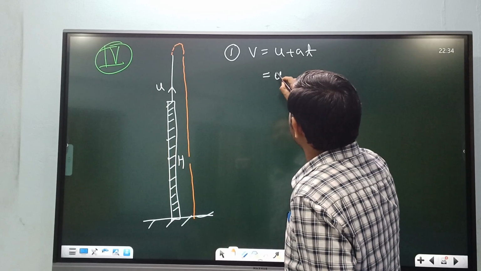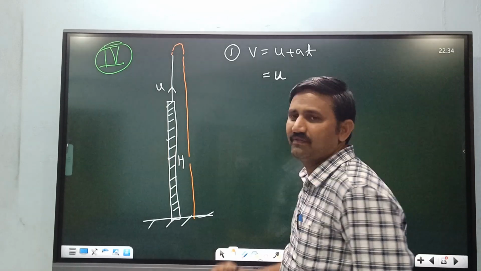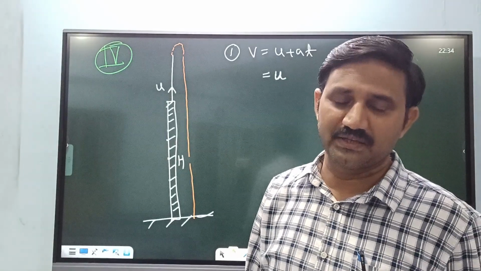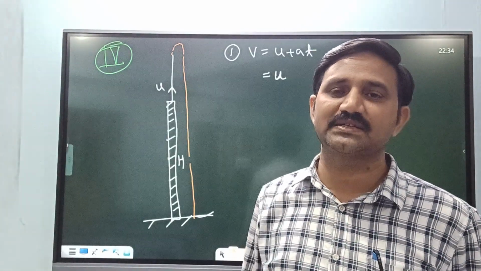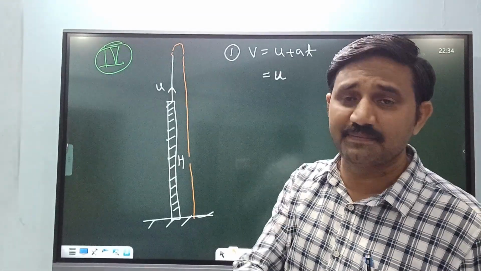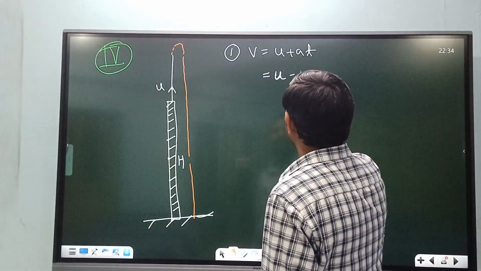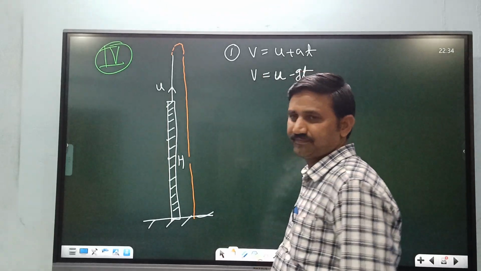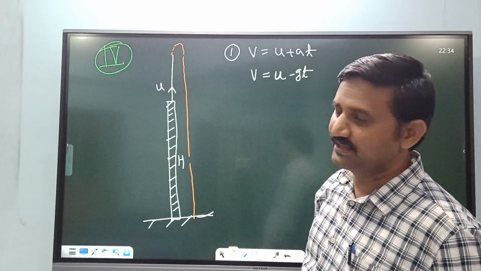A is always minus g, whether the body is vertically projected or going in the downward direction. If the body is in air, then simply a is replaced by minus g. So V is equal to u minus gt.